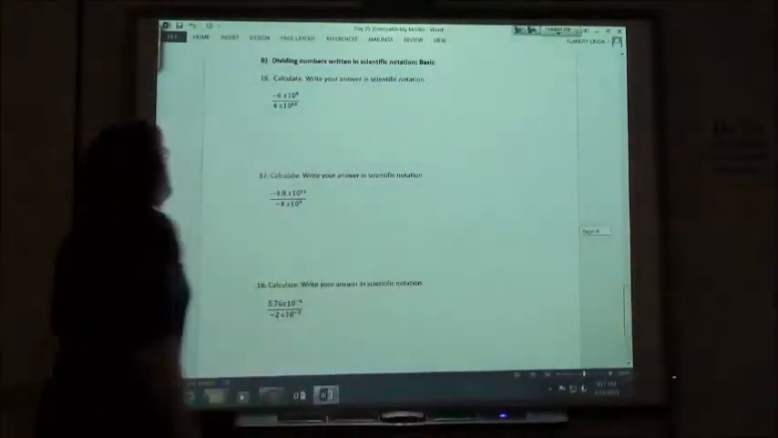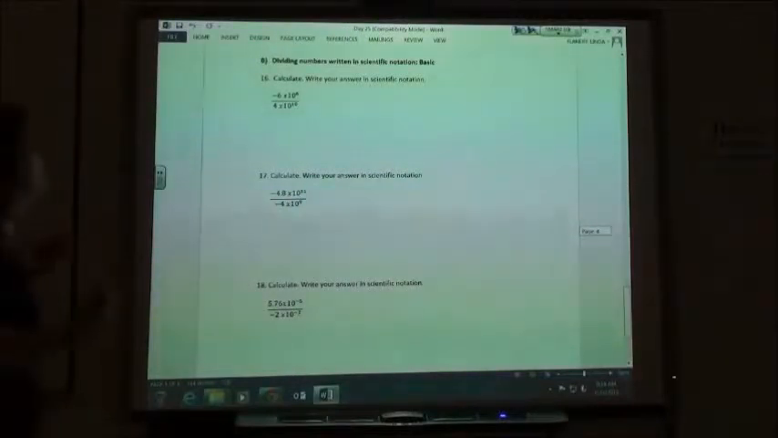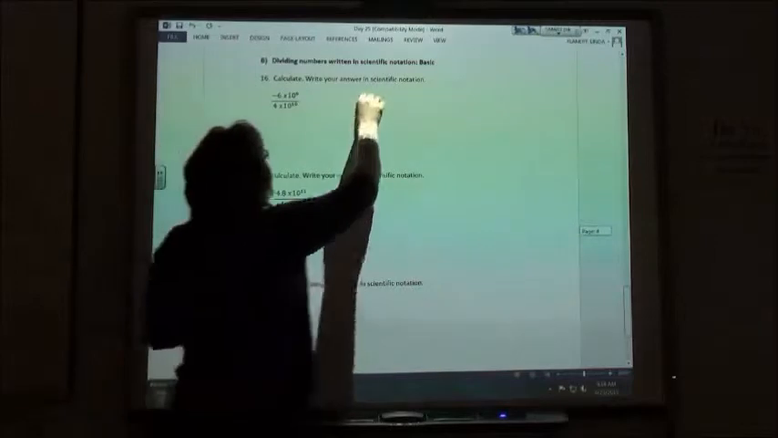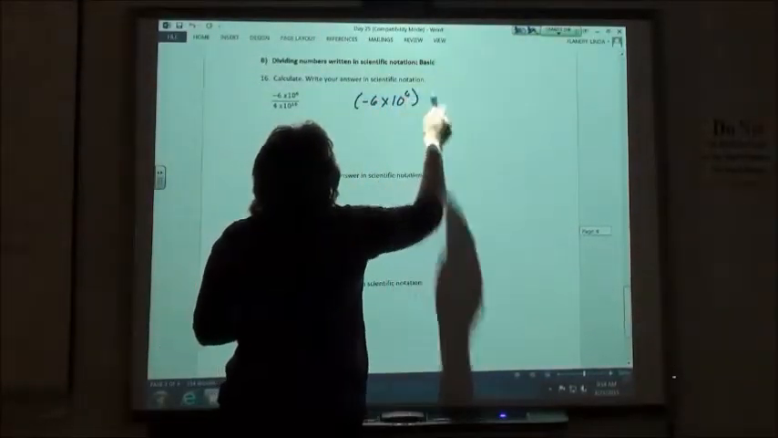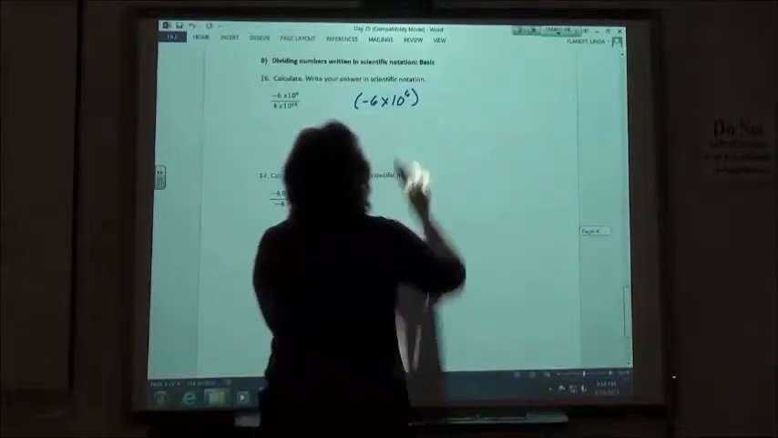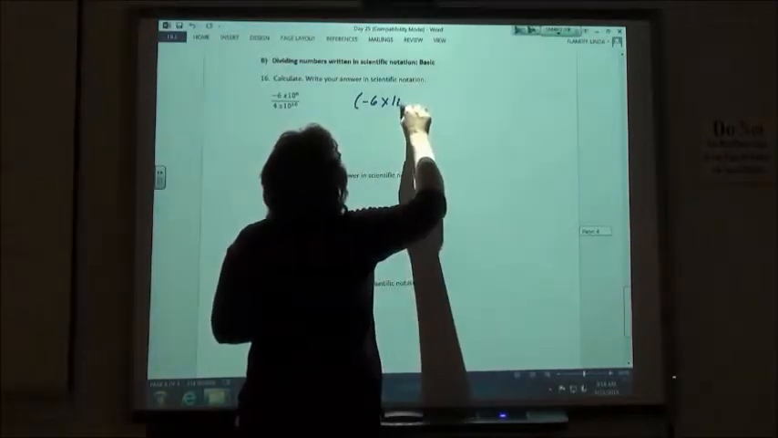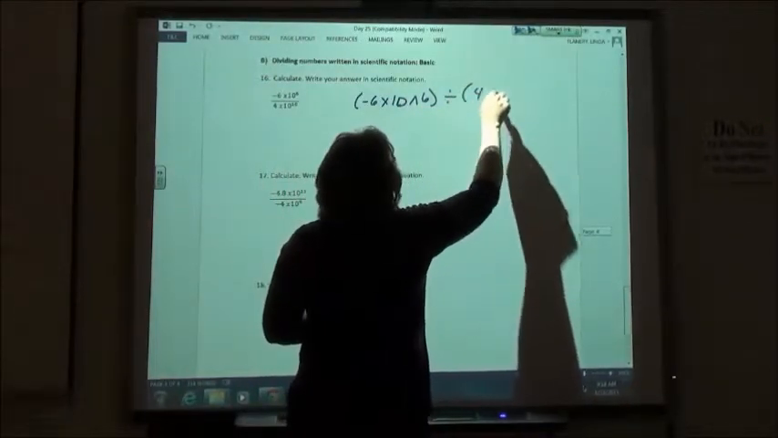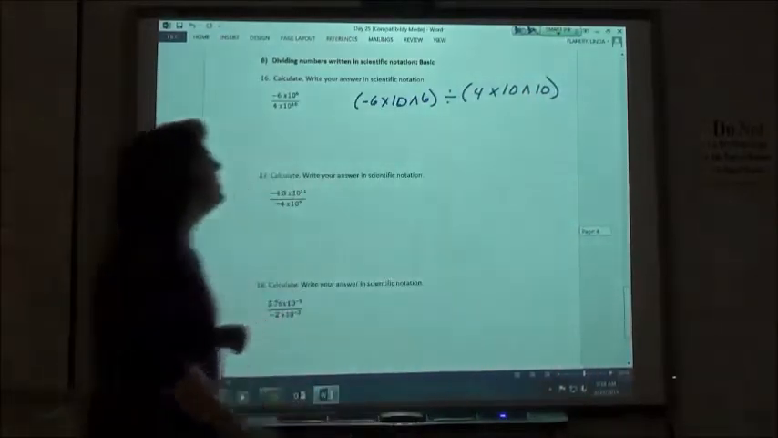Same thing here on part B. When I'm dividing in scientific notation, if I'm going to use my calculator, I need to put the parentheses around the scientific notation. So I would have negative 6 times 10 to the 6th. I have to type it in my calculator: 10 caret 6 divided by 4 times 10 to the 10th, 10 caret 10.